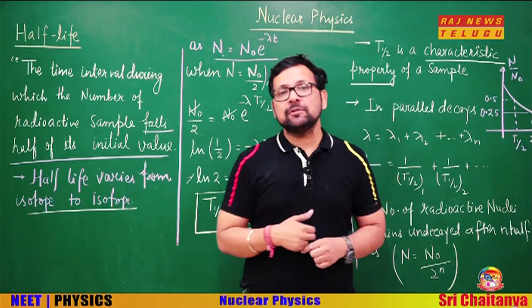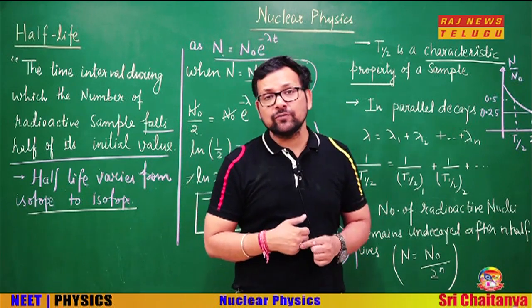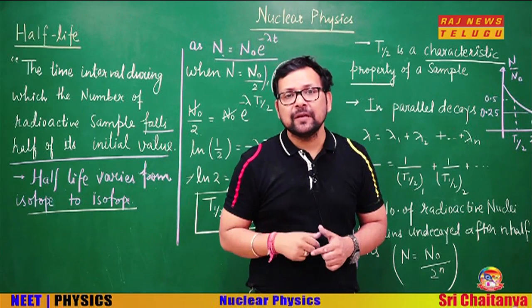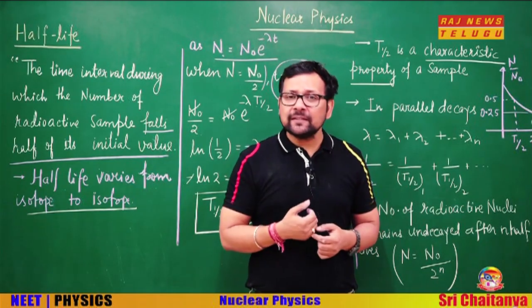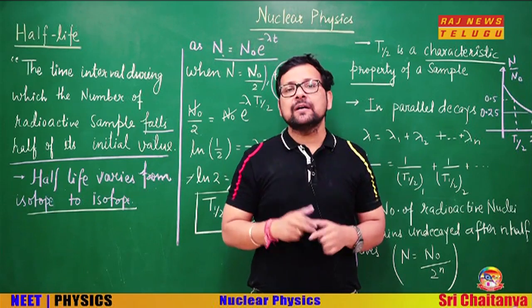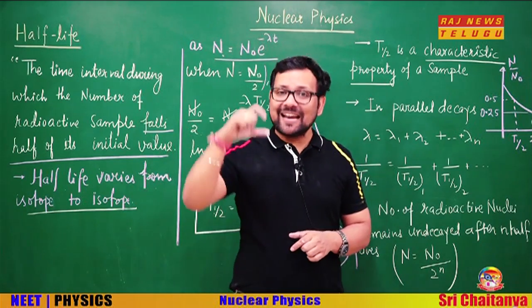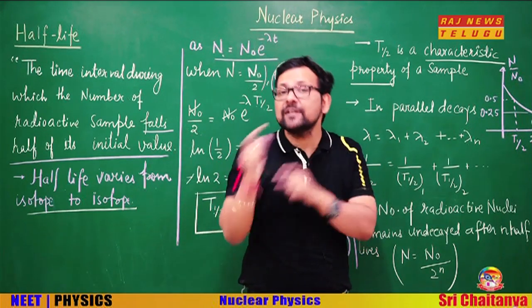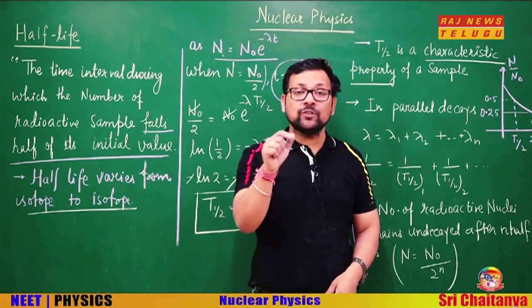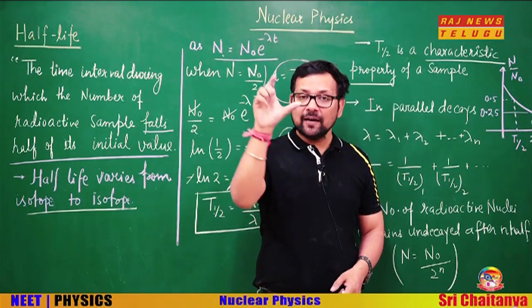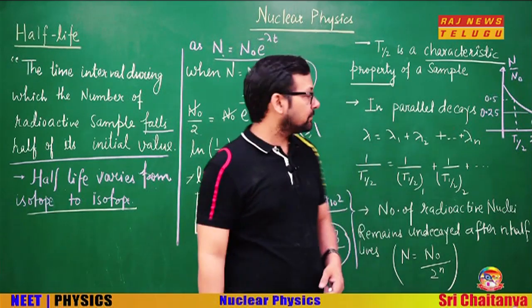Suppose a certain nuclei has a half-life of, suppose we say, 10 raised to power minus 6 seconds. So, you cannot do anything to change that half-life. This is defined for a certain nuclei. It is a characteristic property of that nuclei. You can have a different half-life only when you are having a different nuclei. For one nuclei, half-life is constant.